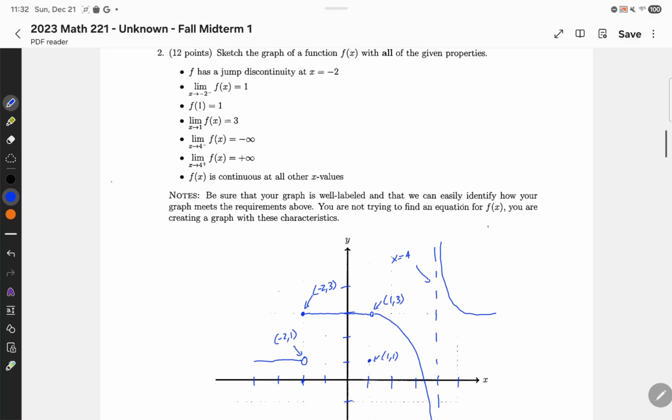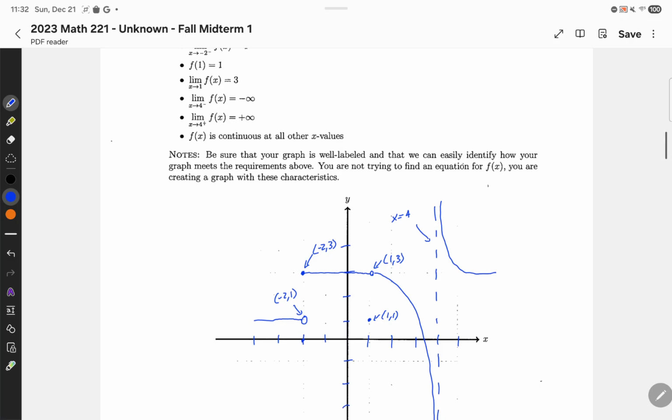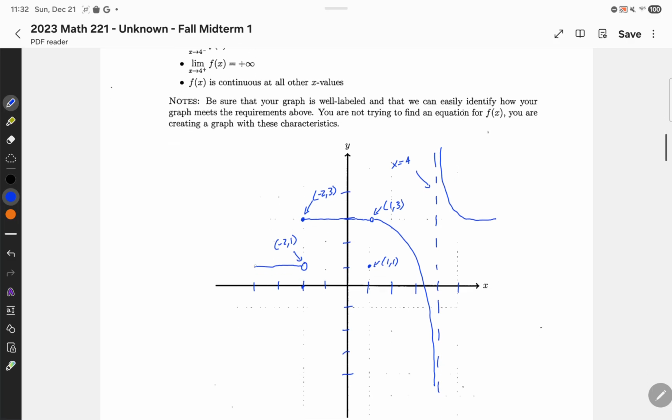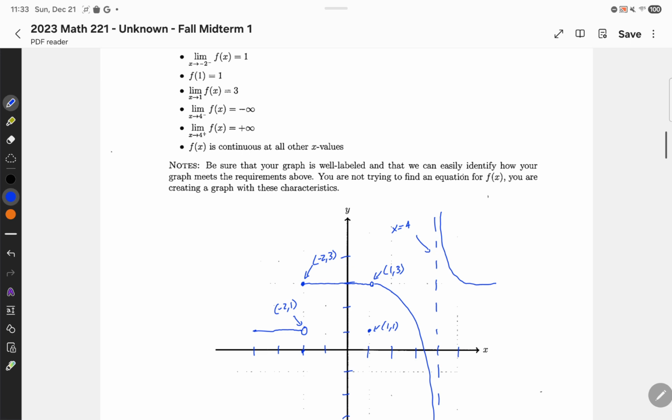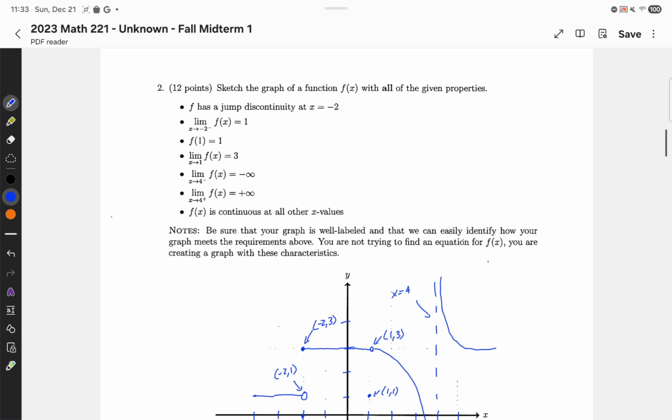We have our jump discontinuity. We're approaching 1. F of 1 is 1, which is labeled down here. We have the limit labeled here. And then we have our clear minus infinity, infinity. And everything else is continuous as we drew it off. Perfect. And of course, your graph could look different than this as long as it meets all these requirements.